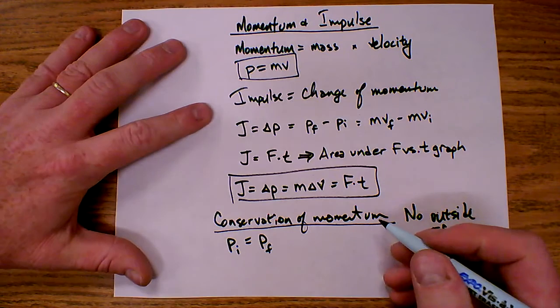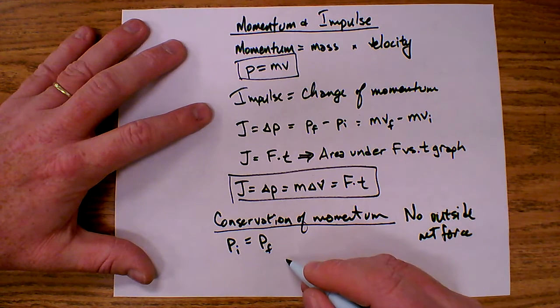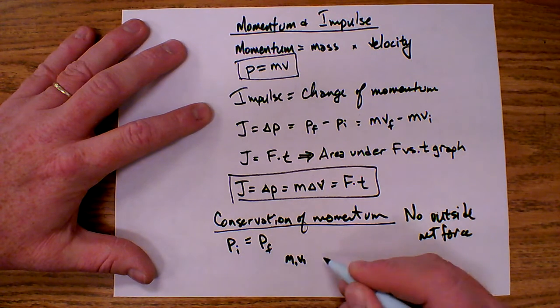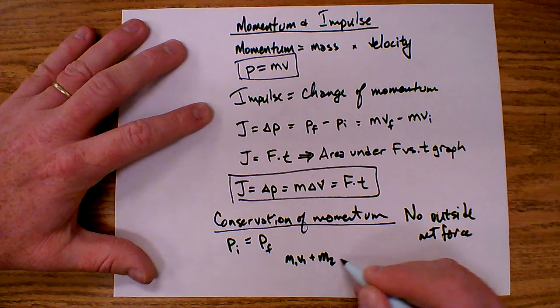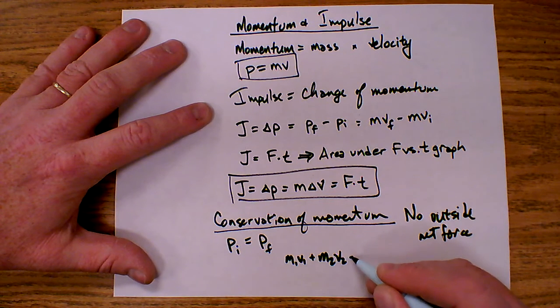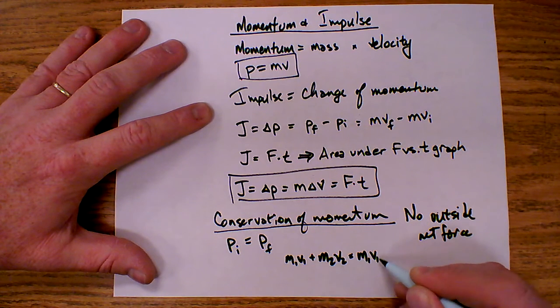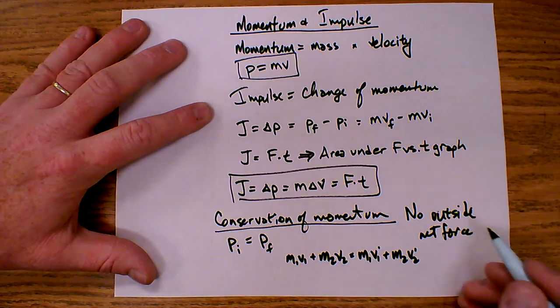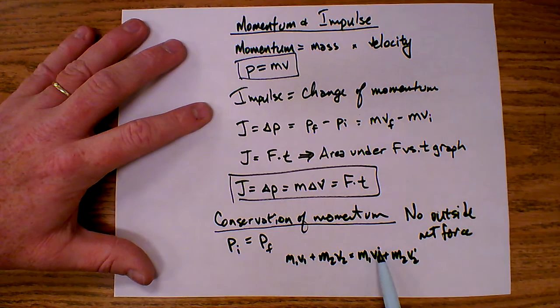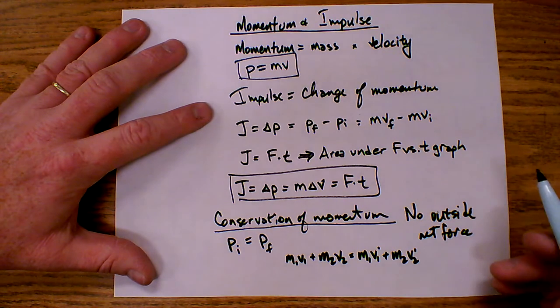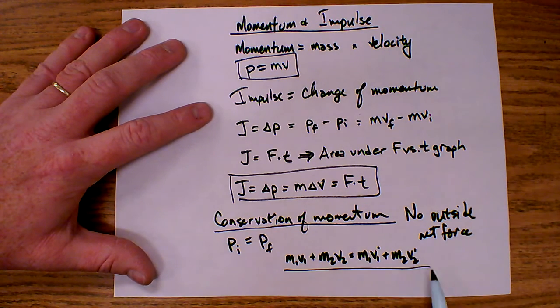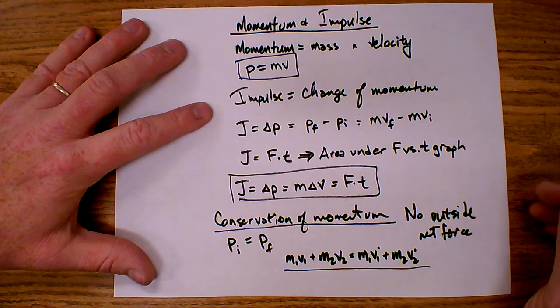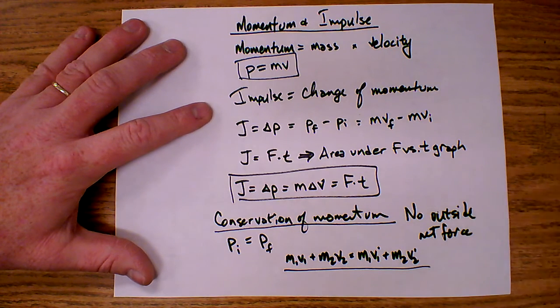Now, if we have a two-object system, we often will just write this as m1 v1 initial plus m2 v2 initial equals m1 v1 final plus m2 v2 final. Here I'm using this little prime notation to denote final to distinguish it from initial. We've got plenty of subscripts here, we don't need to throw in a bunch of extra subscripts. But that's your basic equation for conservation of momentum. There are different applications of conservation of momentum, and let's look at a couple of examples.